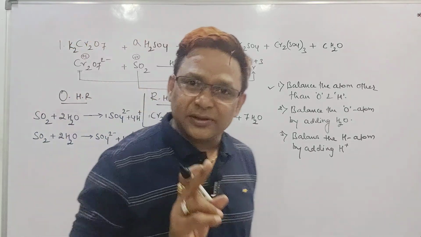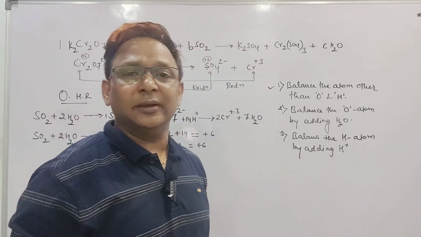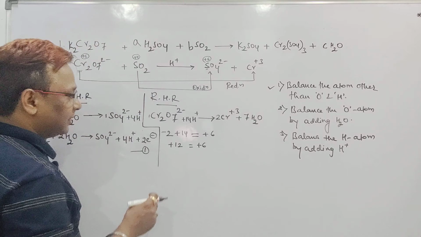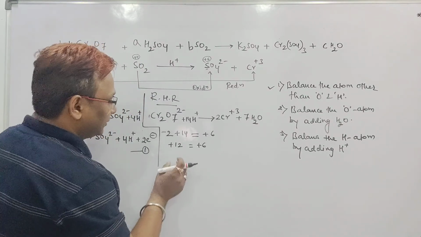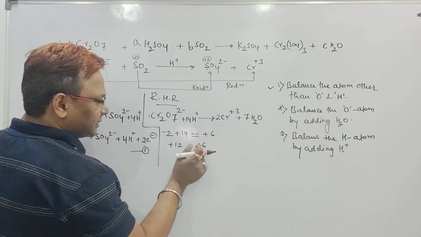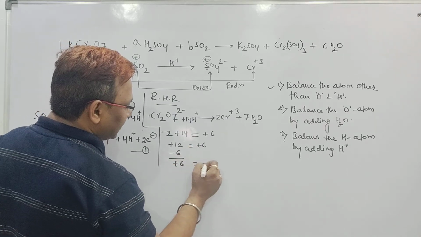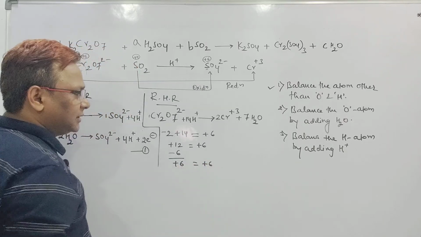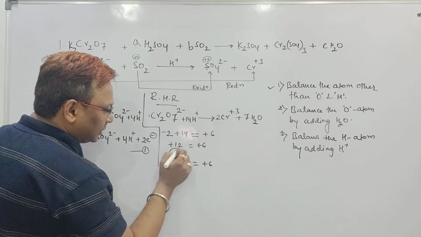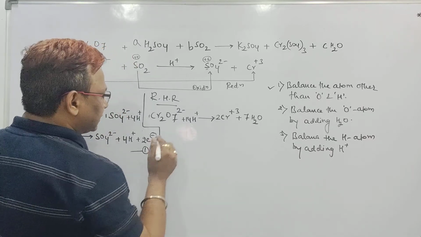Whatever difference we are getting, with that number put the negative charge and keep it on the larger side, the side having the larger number. Among 12 and 6, this is the larger number, and the difference is 6. So with the negative sign keep it here, beta. I'll get plus 6 here and plus 6. Charges are balanced. How? By adding 6 electrons on the reactant side. So how to write the 6 electrons on the reactant side, beta?